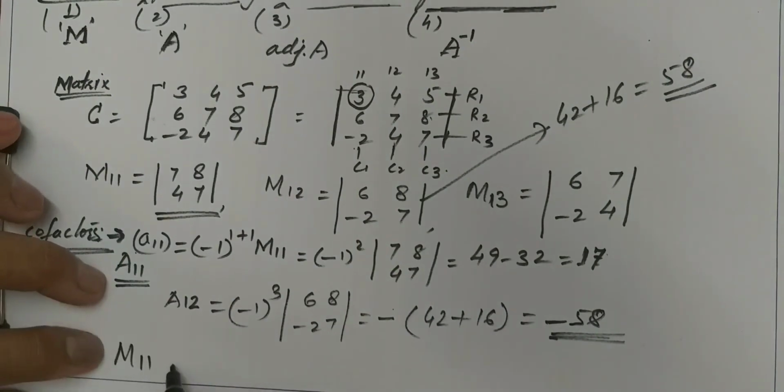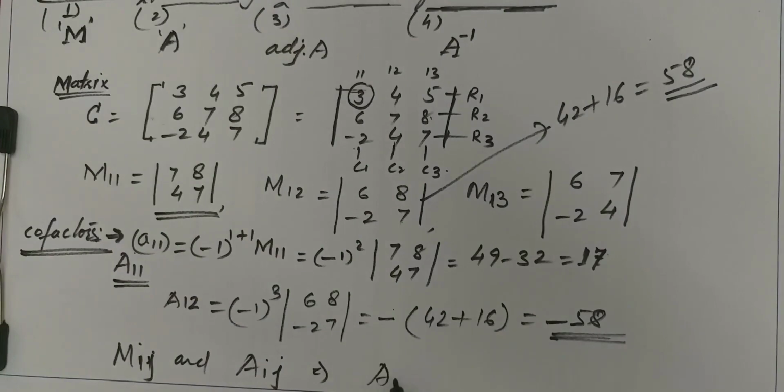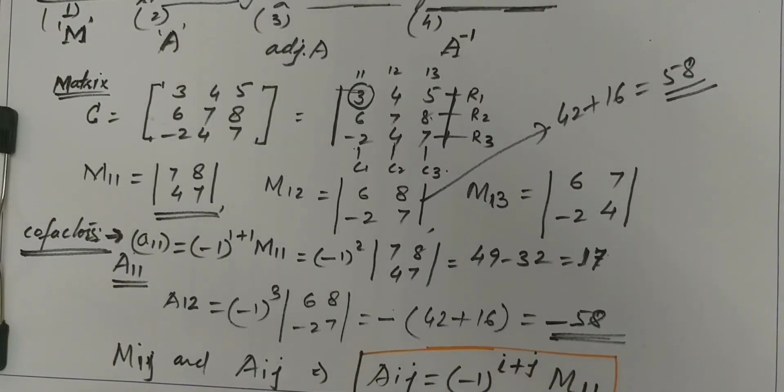Minors and cofactors, I write with the suffix ij. So that means in formula form we can write here cofactor is equal to minus 1 to the power i plus j, the sum of the suffixes, into the minor, that is the subdeterminant. This is called the relationship between minors and cofactors.